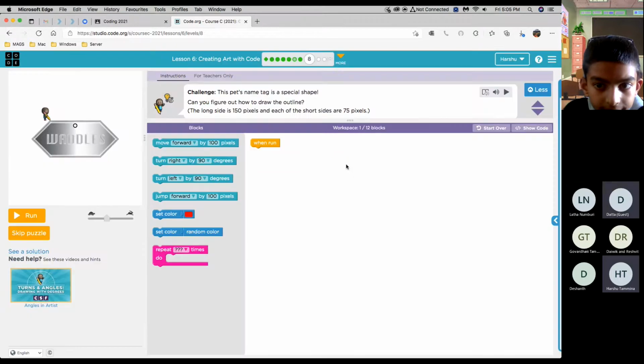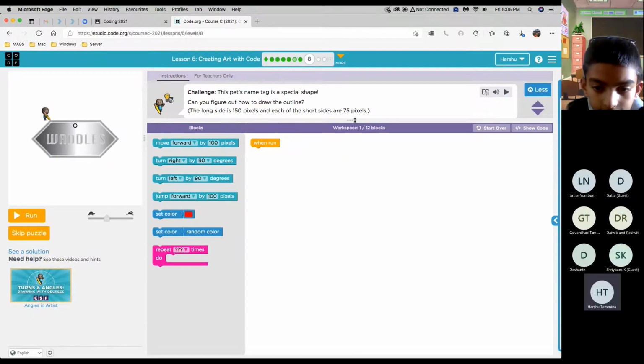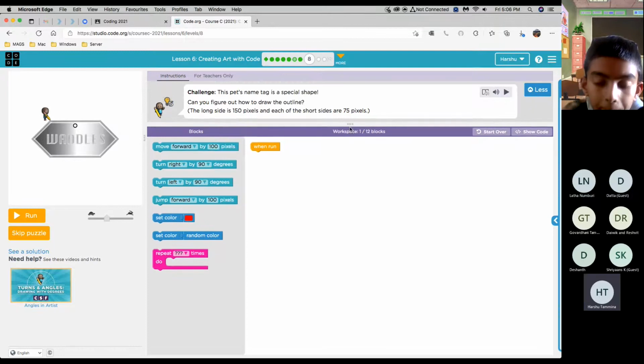We'll just be going through the homework in lesson six. So, challenge. This pet's name tag is a special shape. Can you figure out how to draw the outline? This long side is 150 pixels and each of the short sides are 75 pixels. Who wants to give it a try? Bihan, you can do it. And then Datta, you can do the next one after that.